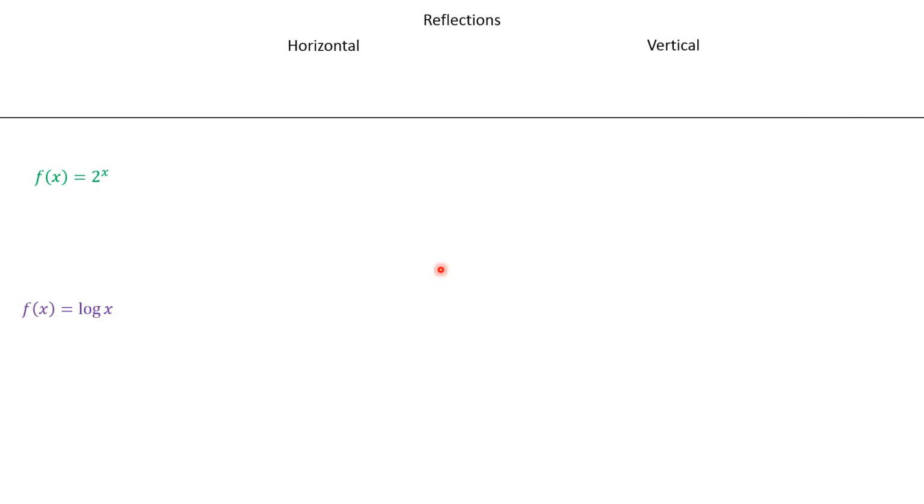The toughest part about reflections is doing the right one, because we have to place the negative either in the x or outside. But it won't say do a horizontal reflection. It'll say reflect across the y-axis. Y-axis, usually people think y, they think, oh, vertical. Nope, across the y-axis is horizontal.